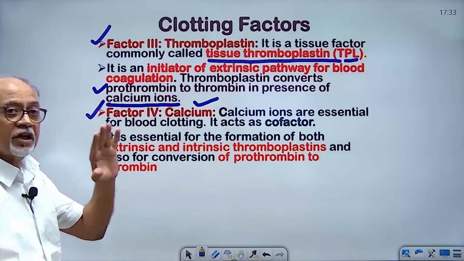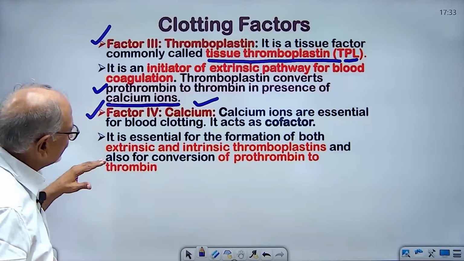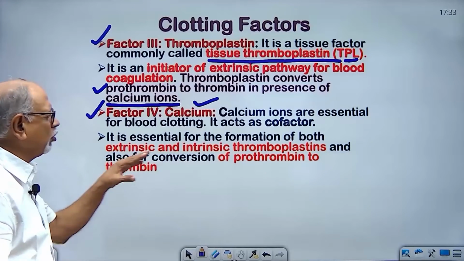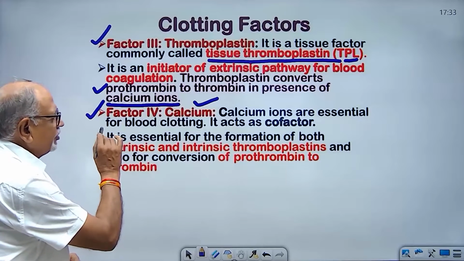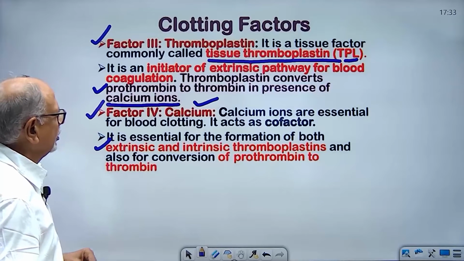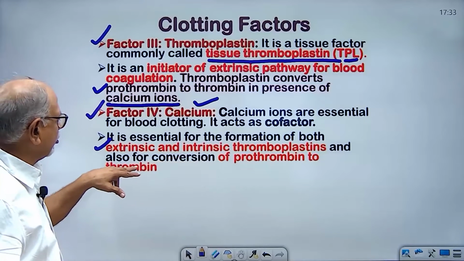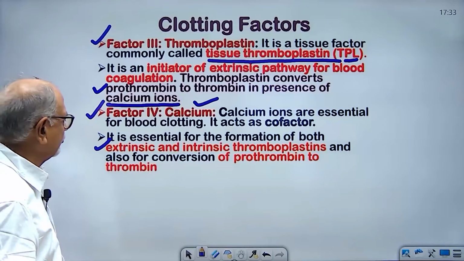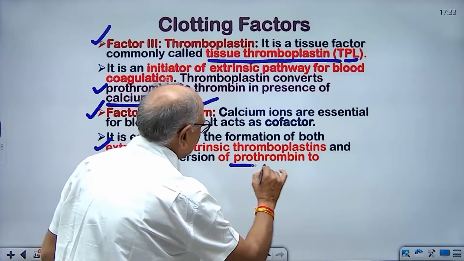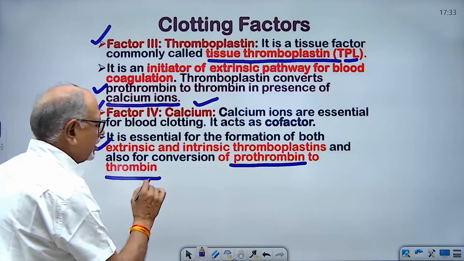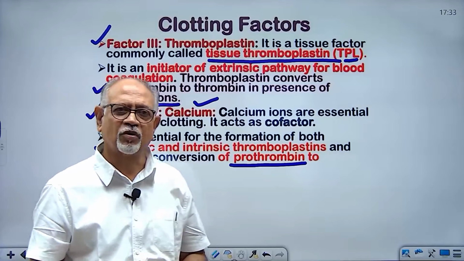It acts as a cofactor. It is essential for the formation of both intrinsic and extrinsic thromboplastins, and also for conversion of prothrombin to thrombin. In a nutshell, calcium is very important for blood clotting.